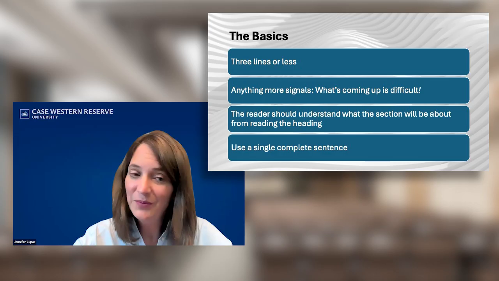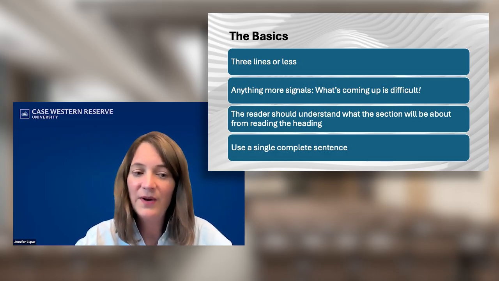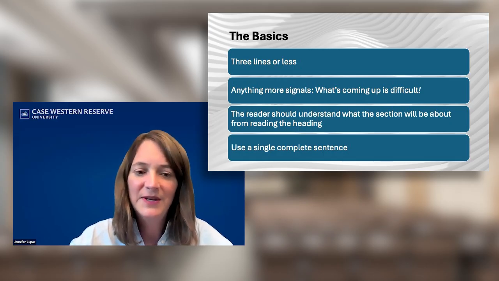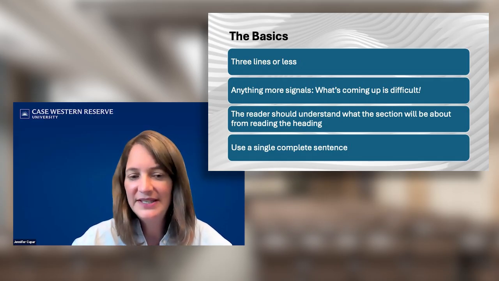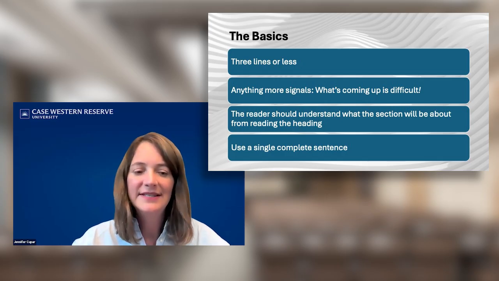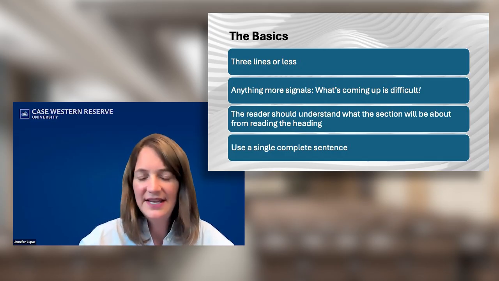The really important rule about headings is that they should tell the reader what the section is going to be about simply from reading the heading. They should understand the argument in broad strokes, the argument that you're going to be addressing in that section. And then finally, use a single complete sentence for a heading, not topical headings in the law and analysis section, not multiple sentences, one single complete sentence.